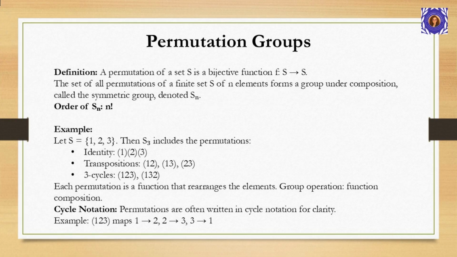A permutation of a set S is a bijective function f from S to S. The set of all permutations of a finite set S of n elements forms a group under composition, called the symmetric group, denoted S sub n. The order of S sub n is n factorial. For example, let S equal the set containing 1, 2, 3. Then S sub 3 includes the permutations: the identity, which maps each element to itself, transpositions like (1 2), which swaps 1 and 2, and 3-cycles like (1 2 3), which maps 1 to 2, 2 to 3, and 3 to 1.